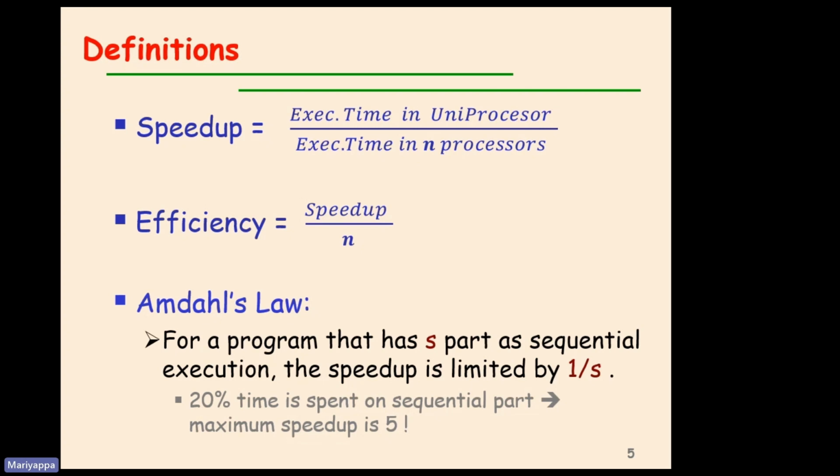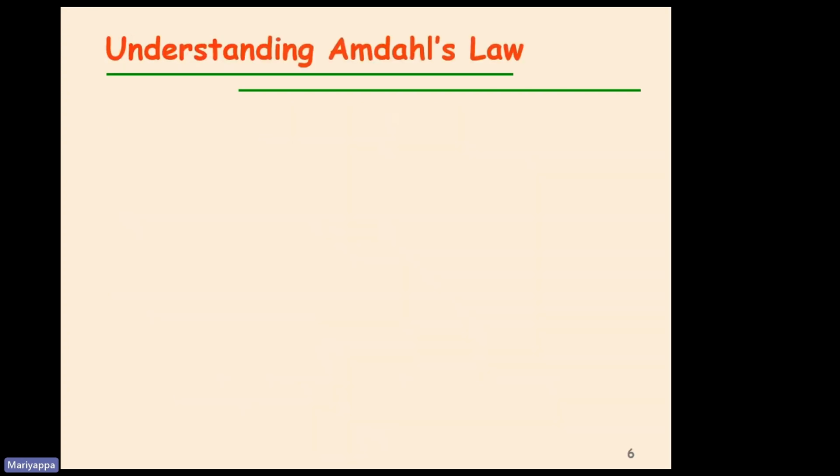So if you say that you want to run your application on, let's say, 1,000 processors, and you want to get a speedup closer to 1,000, the sequential part should be significantly lower than 1 by 5. Otherwise, you can't get anywhere. That's the whole idea, and that's the reason why I wanted to bring it up here.